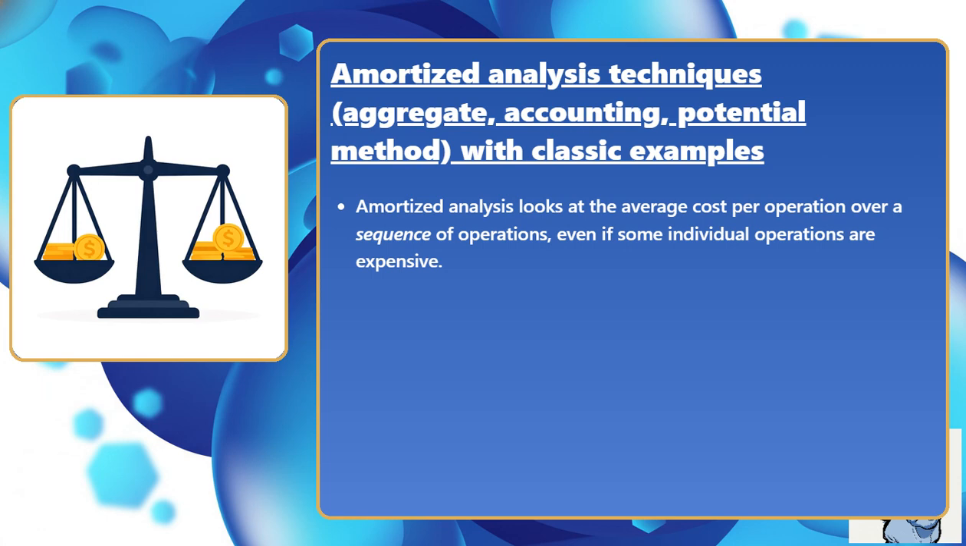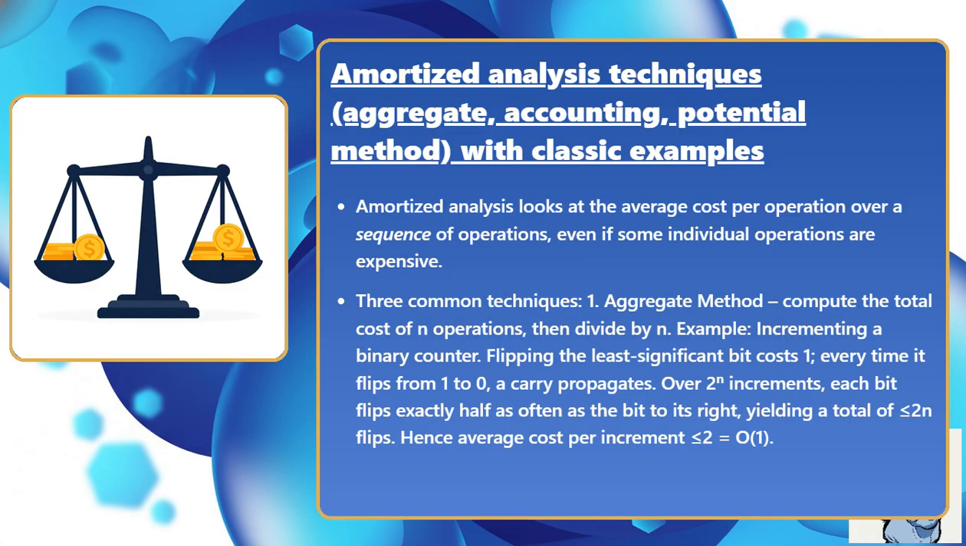Amortized analysis looks at the average cost per operation over a sequence of operations, even if some individual operations are expensive. Three common techniques: the aggregate method, where we compute the total cost of n operations, then divide by n. Example: incrementing a binary counter.